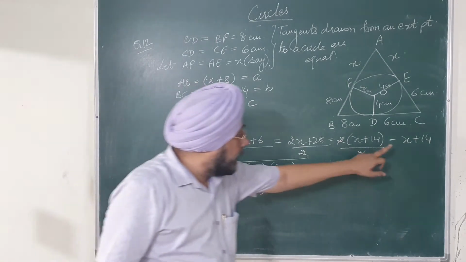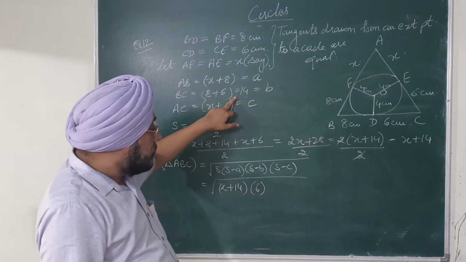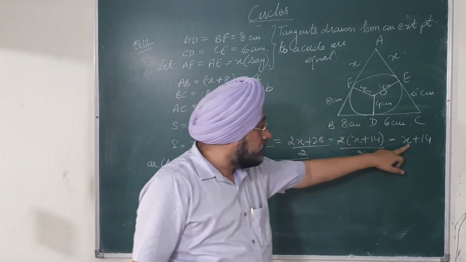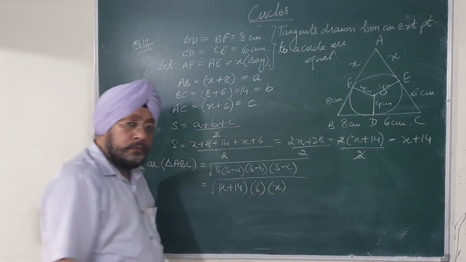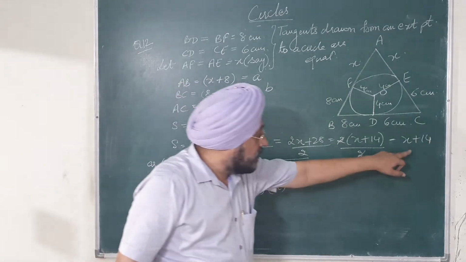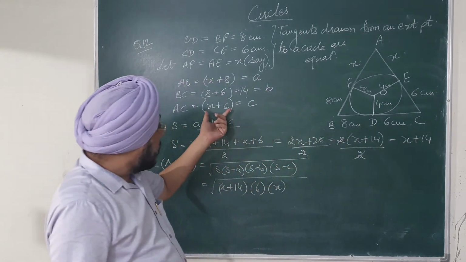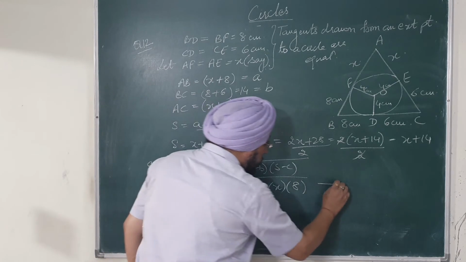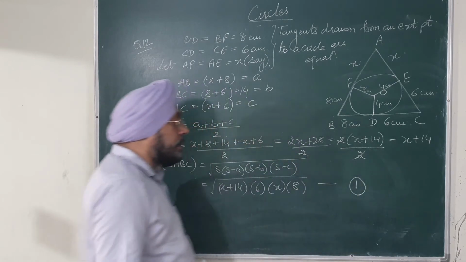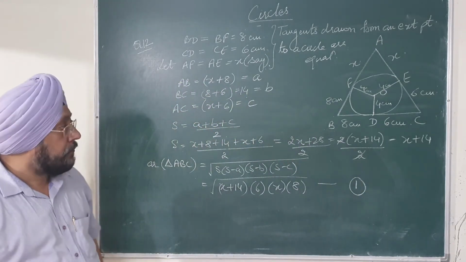So similarly, s minus b. When we subtract 14 from this, 14 is cancelled. So we get s minus b equal to x. Third, similarly, x plus 14 minus x minus 6, we get 8. So let us keep this area as equation number 1.